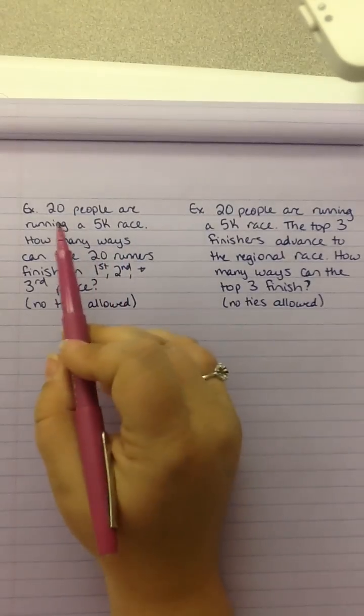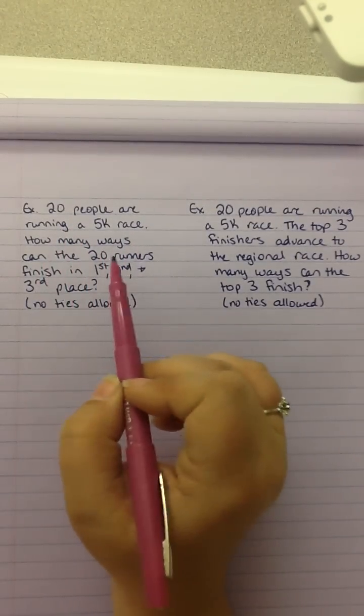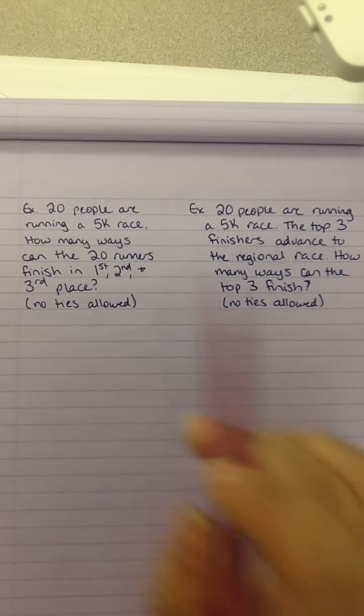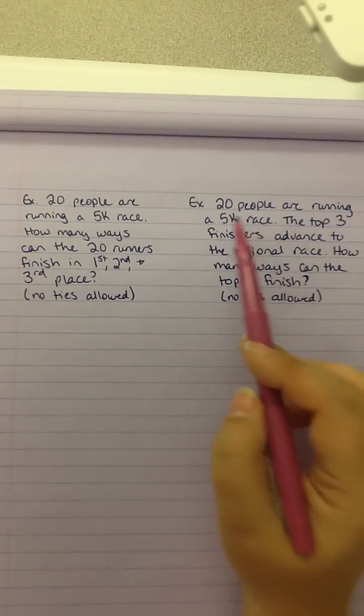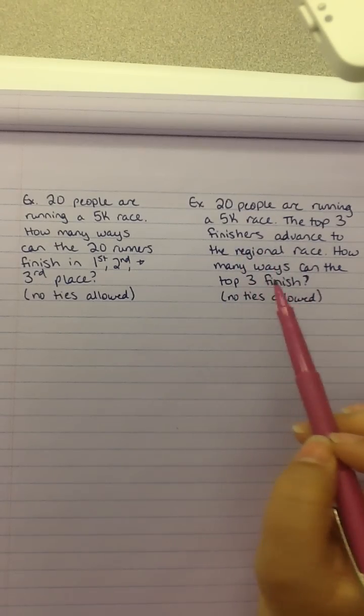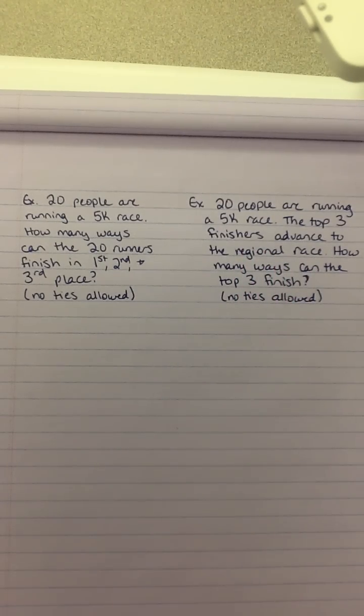So on this one, we have 20 people running in a 5K. How many ways can the 20 runners finish first, second, and third place with no ties allowed? Here, 20 people are running in a 5K race. The top 3 advance to the regionals. How many ways can the top 3 finish?